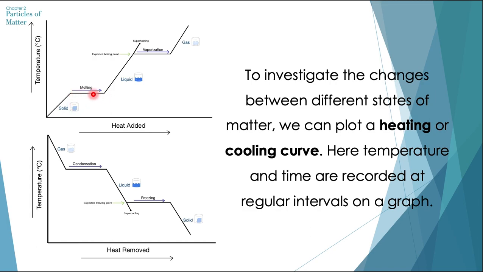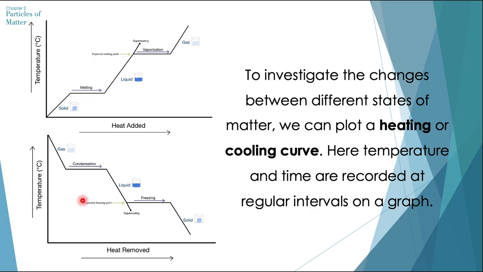So when the solid changes completely into a liquid, the temperature rises till it reaches 100 degrees centigrade and the liquid starts to boil. And that is where vaporization occurs. So this is where the liquid turns into a gas at 100 degrees centigrade. Again, there's a flat section because the temperature remains constant during the change of state. So this is the heating curve of water.